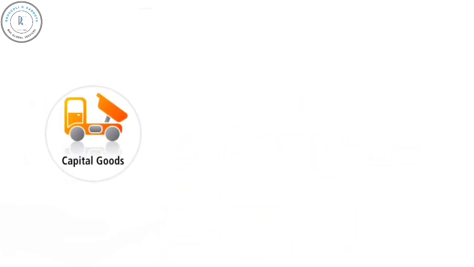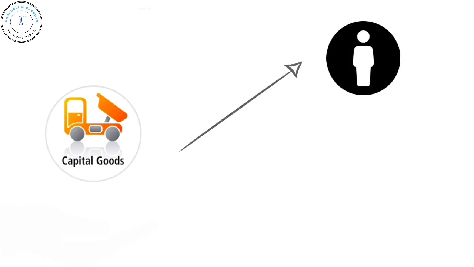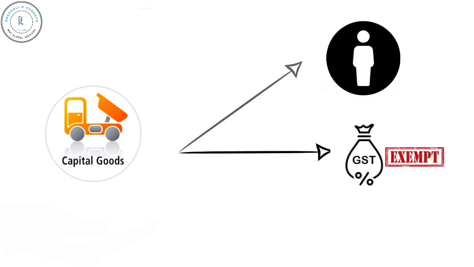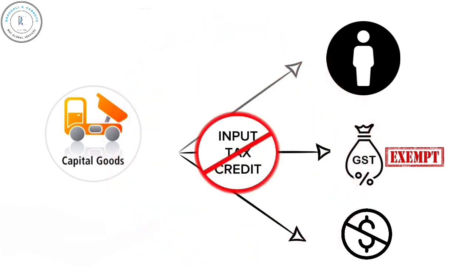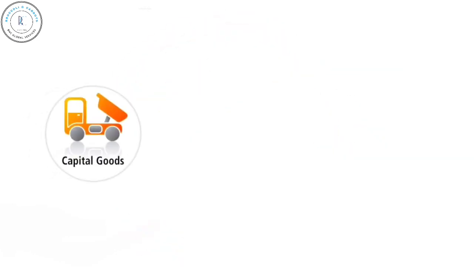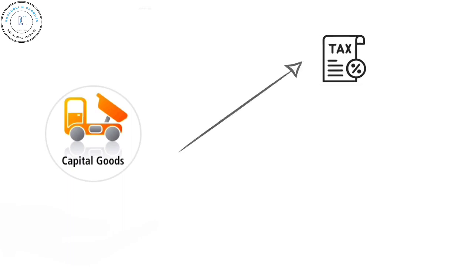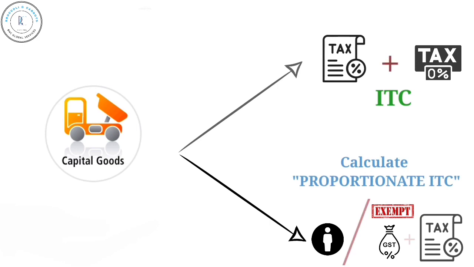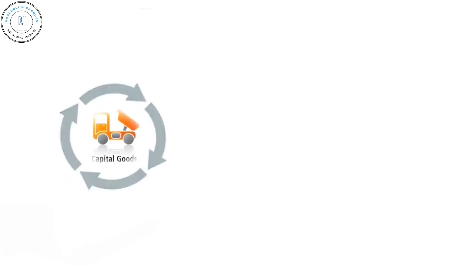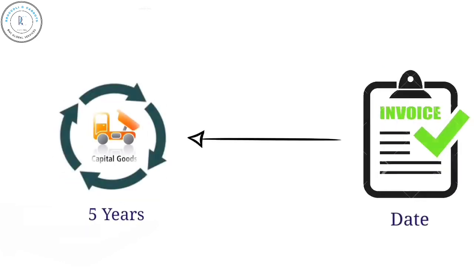If a capital asset is used only for personal use, only for exempted sales, or only for non-business purposes, then ITC will not be allowed. If a capital asset is used only for normal taxable sales, including zero-rate sales, then ITC will be allowed. If capital assets are used partly for personal or exempted sales and partly for normal taxable sales, then calculate proportionate ITC. The useful life of capital goods is taken to be 5 years from the date of invoice.